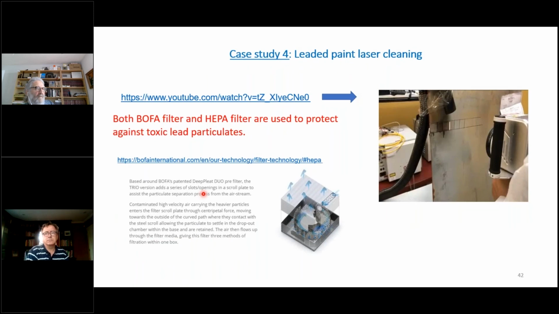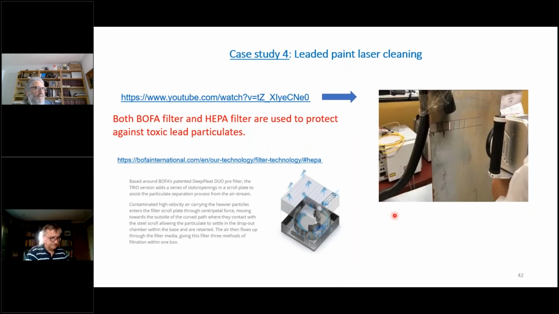Some other case studies, I'm not going through all the videos. I'll send you these videos. Here is removal of leaded paint, where we also have to use a BOFA filter, not only a HEPA filter, but a BOFA filter that has all these, you can say, compartments with filter scrolls, plates.